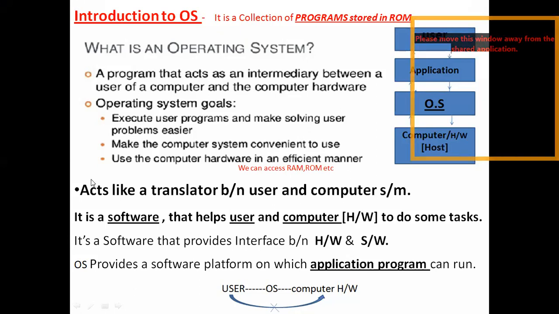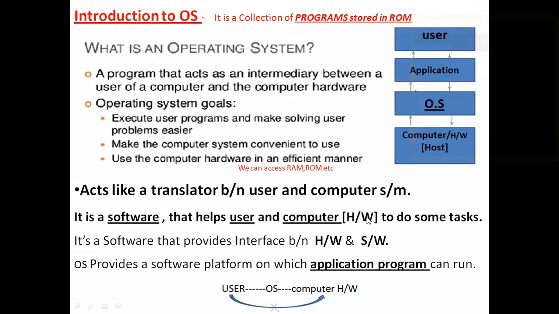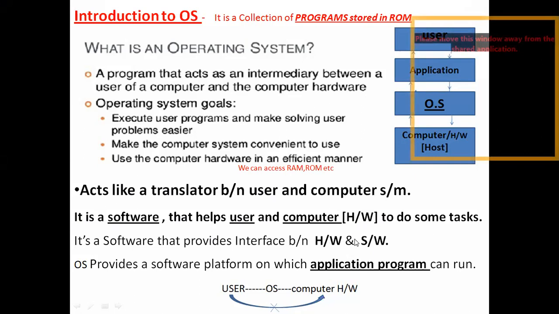So the OS is a software that helps the user and the computer or the hardware to do some task. Hence, it's a software that provides an interface between hardware and software. Here the hardware refers to the computer hardware, and the software refers to application programs or the user programs. This OS provides a software platform on which application programs can run, as I told, so all the application programs will be installed on the operating system.